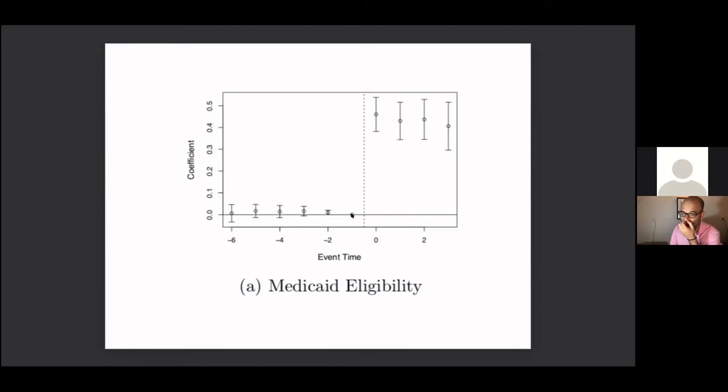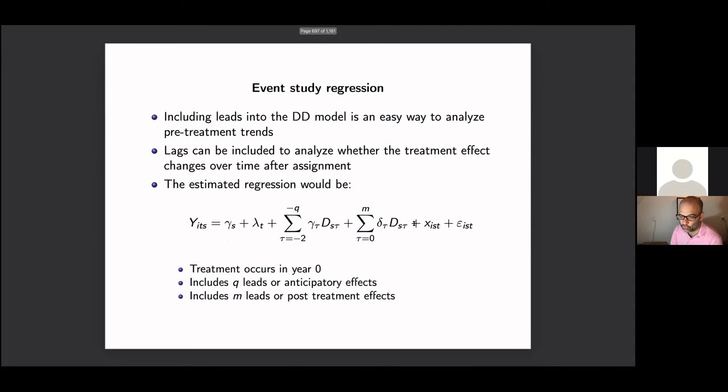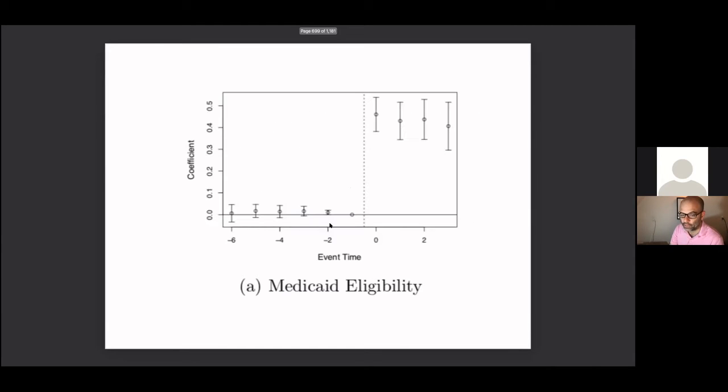They have to drop one of the dummies. So you've got this fully dynamic model, but you can't put in everything. You can't put in every dummy. You're going to have to drop at least one. So usually people will drop -1, the one just prior to treatment. So that's where you see right there, they drop -1.